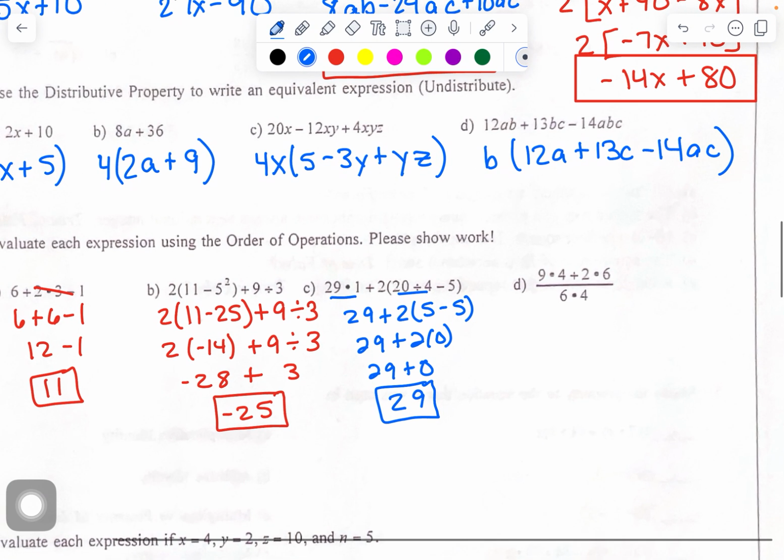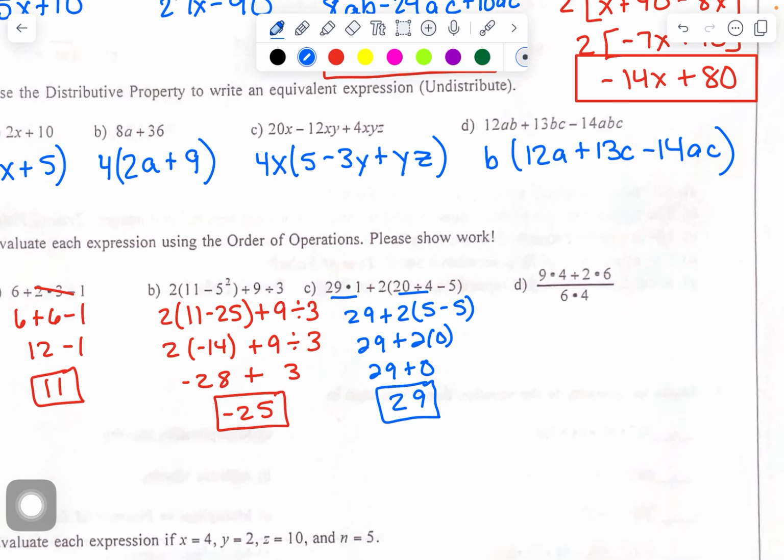When there is a fraction bar, I do what's on top and on the bottom before I deal with the fraction. So on top, if I did each of the multiplications, it would be 36 plus 12 all over 24, which is 48 over 24, which is in turn 2.